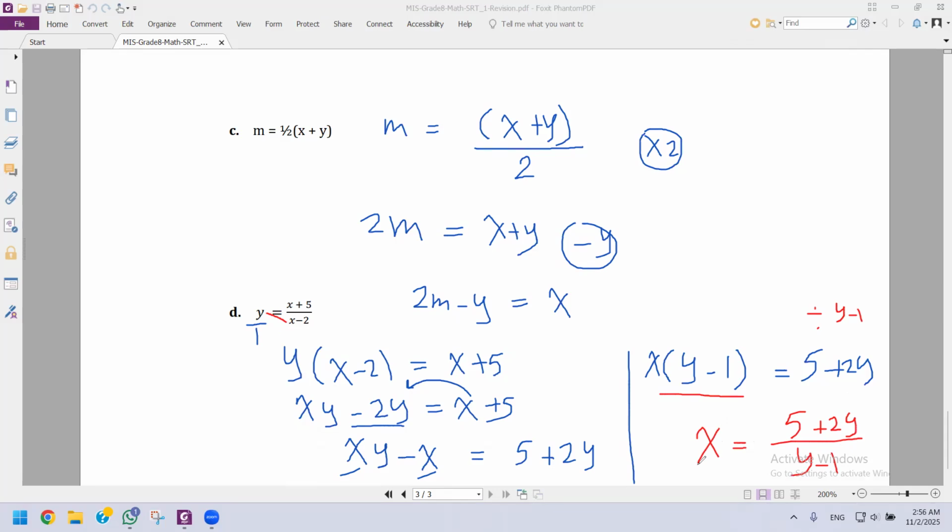Okay, hope you understand. Please, when you're solving during the exam, show your work and remember to memorize the formula for converting and the formula for the area.